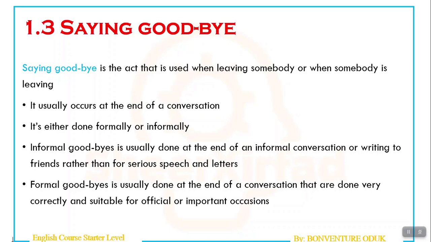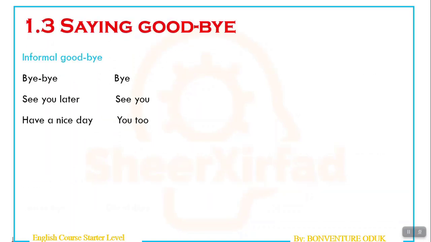So people that you're not really very close to, people who are your seniors, your bosses, your employers, and in official capacities, then definitely you don't use casual language. So you also say goodbye in a formal manner.